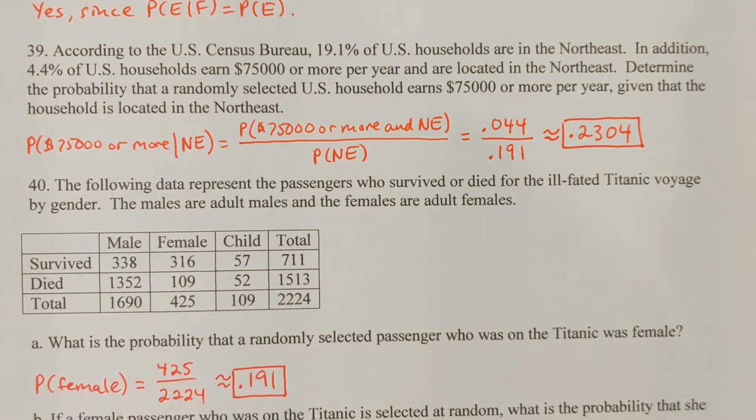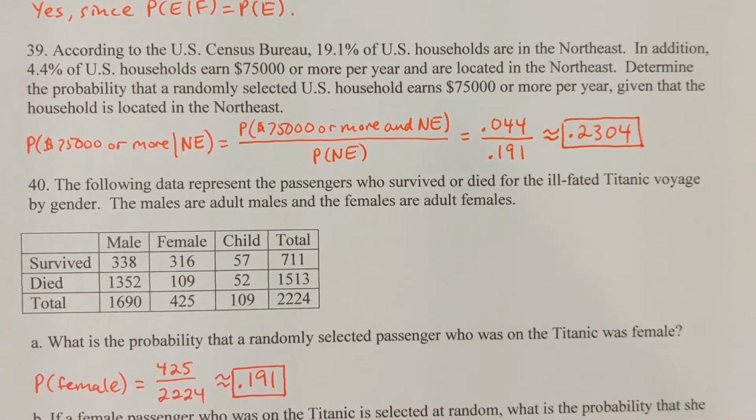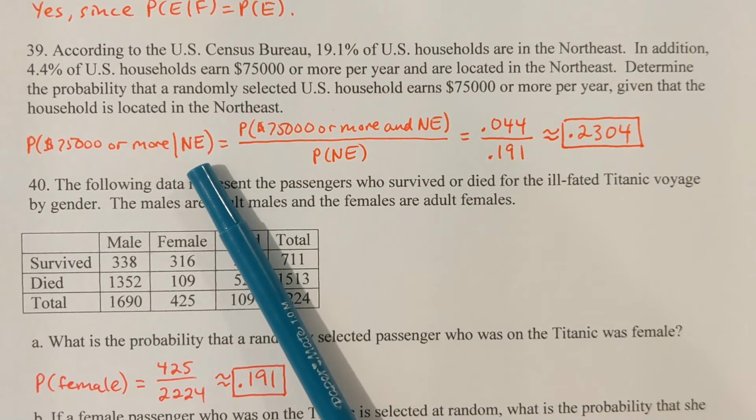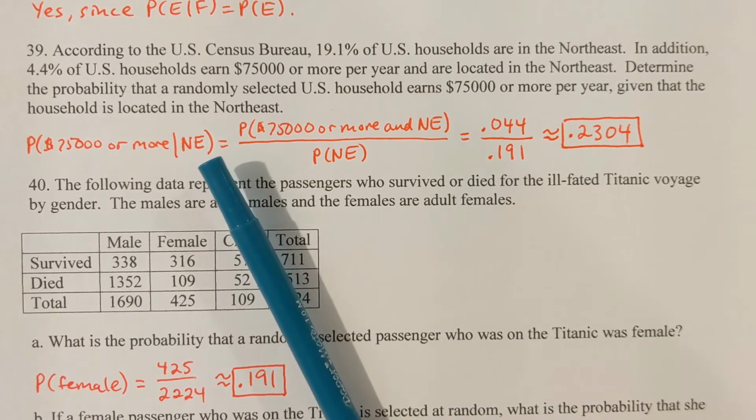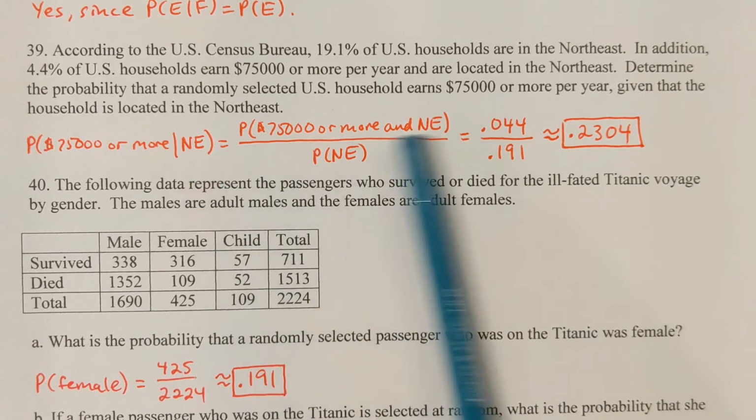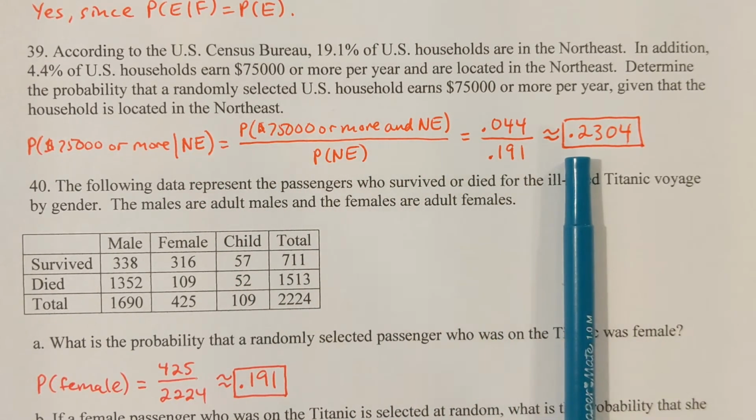So again, the thing that I want to emphasize here is that in this problem, we are not looking at all the households in the United States. It would be important to indicate the condition. We're only looking at those that are in the Northeast region, and if we're only looking in that region and we select one house from that region, there's a 23.04% chance that the household would earn $75,000 or more in a year.